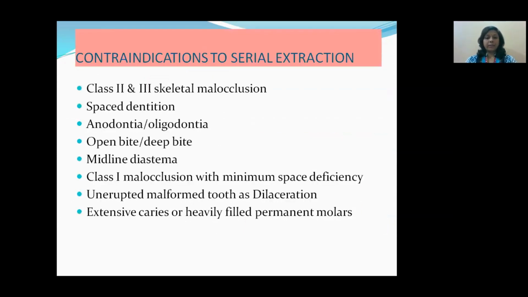Contraindications to serial extraction are Class 2 and Class 3 skeletal malocclusions. If there is already a spaced dentition, anodontia or oligodontia, cases of open bite and deep bite, or a presence of midline diastema, or Class 1 malocclusion with minimum space deficiency, it will not be suitable for serial extraction. Unerupted malformed teeth such as dilaceration, cases with these problems should not be considered for serial extraction procedures. Extensive caries or heavily filled permanent molars, in those cases also this procedure should not be undertaken.